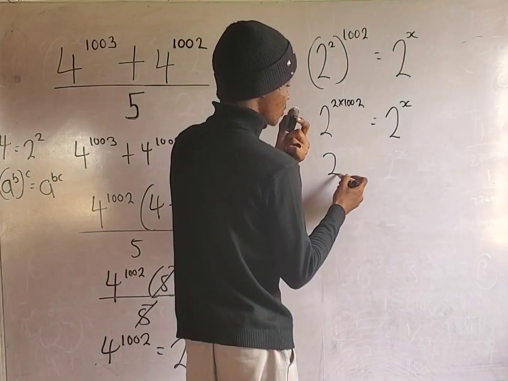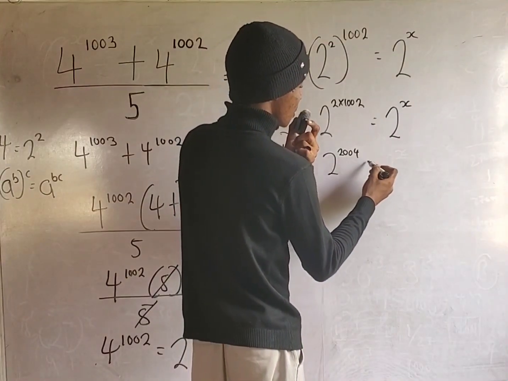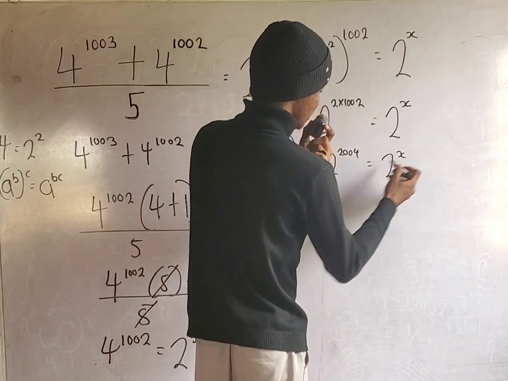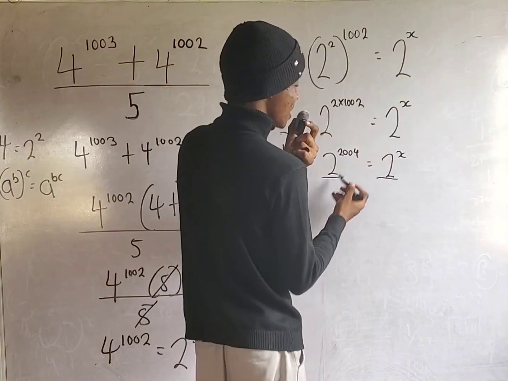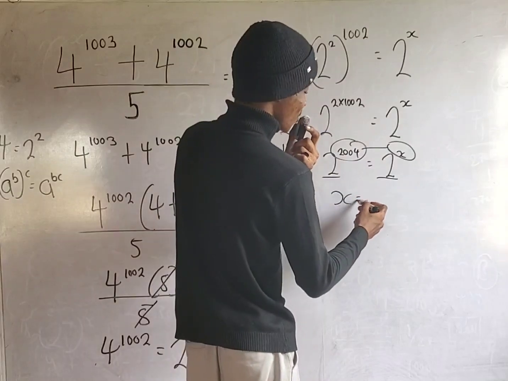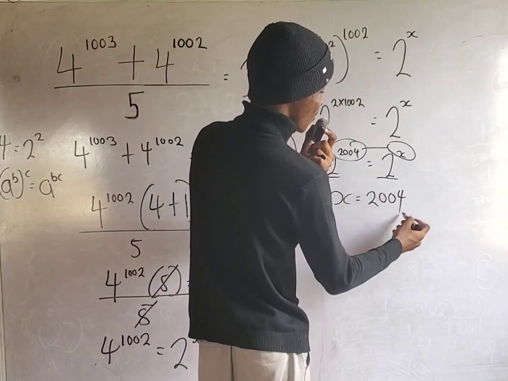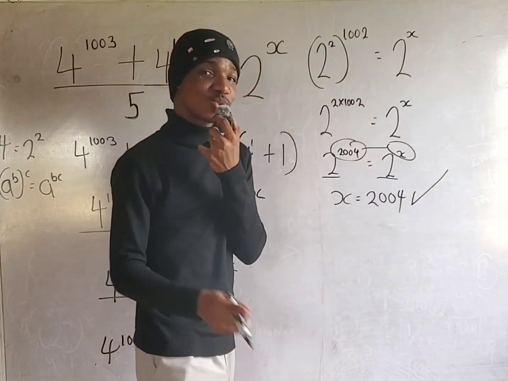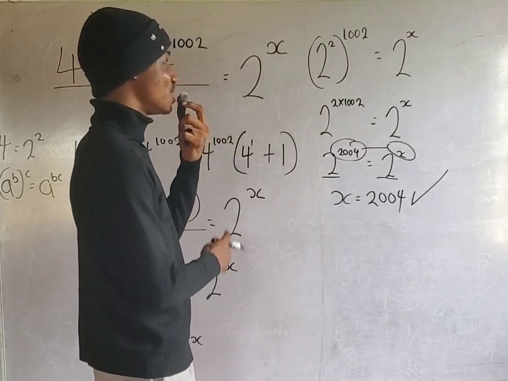Now, 2 raised to the power of 2004 equals 2 raised to the power of x. Because the bases are the same, we can equate the powers, you understand? So x will be equal to 2004. Do you understand? Okay, so that is how to approach the question.